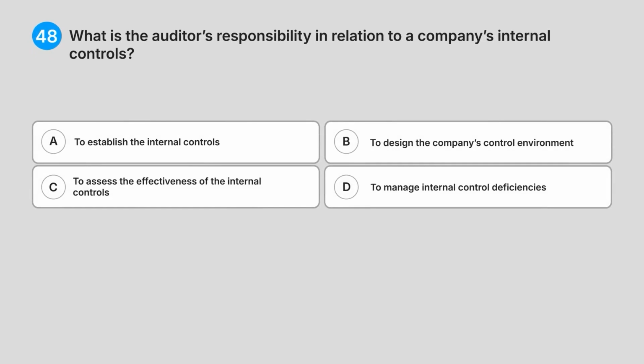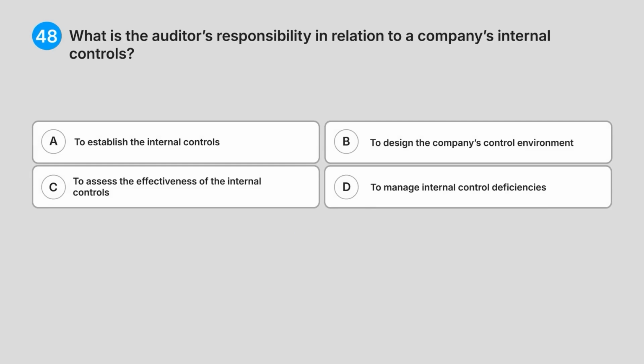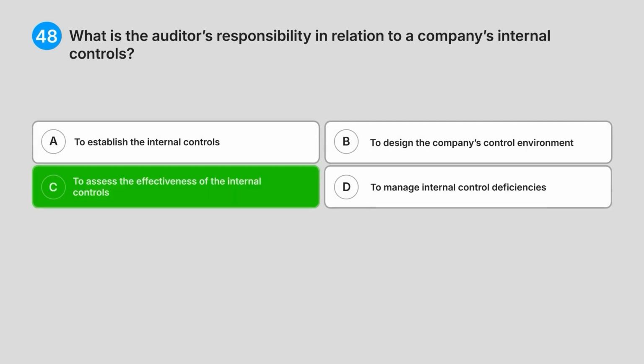(48) What is the auditor's responsibility in relation to a company's internal controls? A. To establish the internal controls. B. To design the company's control environment. C. To assess the effectiveness of the internal controls. D. To manage internal control deficiencies. Can you guess the answer? Correct answer: C. To assess the effectiveness of the internal controls.